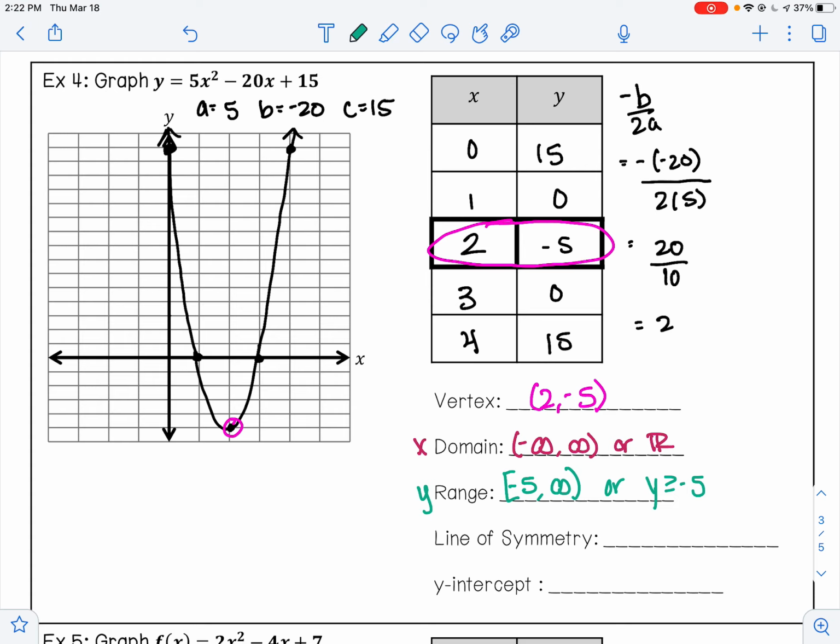Our line of symmetry is a line that cuts our parabola into 2 equal pieces. It is a vertical line and it goes straight through the vertex. And so my line of symmetry in this case is going to be x equals 2. Remember, it's always x equals the x-coordinate of your vertex. And then they also want to know the y-intercept. Here, our y-intercept we can see on our graph, and we can also see it in our table. Our y-intercept is the ordered pair (0, 15).